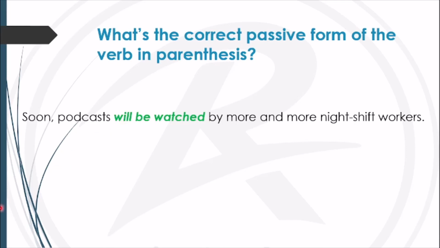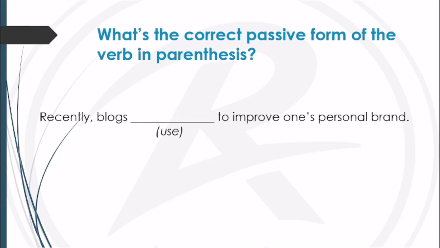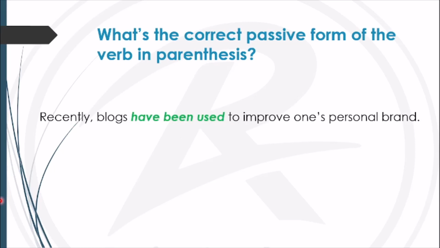And the last example. What is the correct passive form of the verb in parentheses, use? 5 seconds. 1, 0. So if you say the present perfect passive form, you are correct.